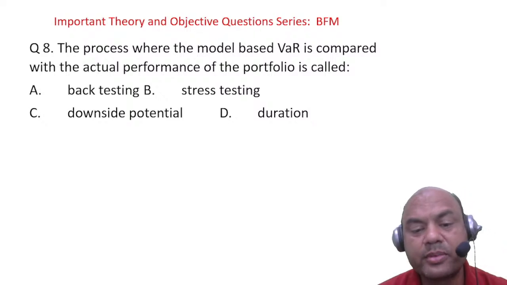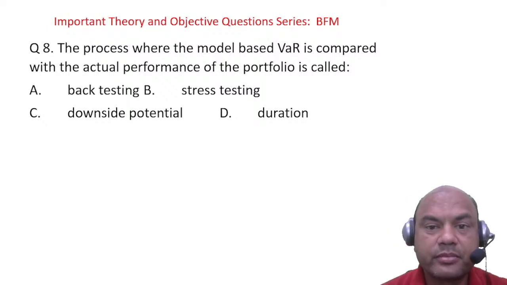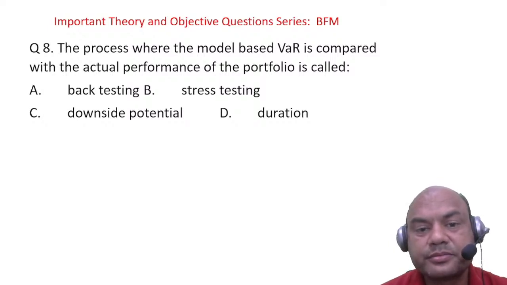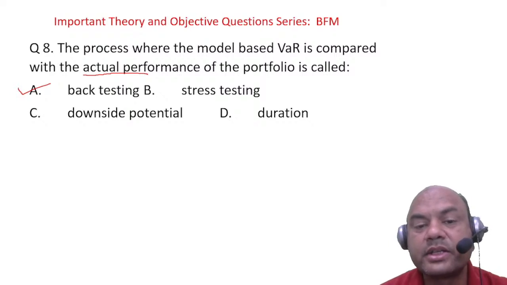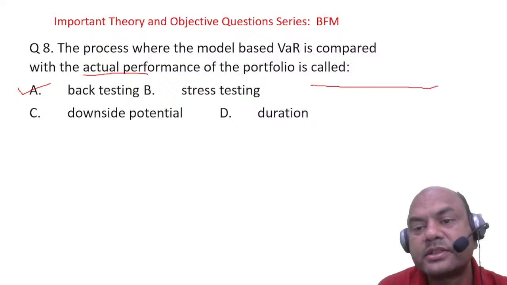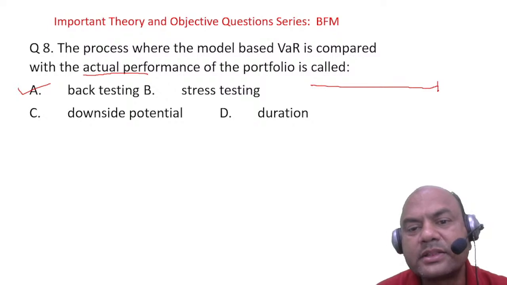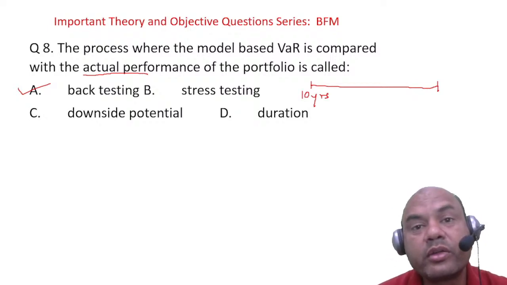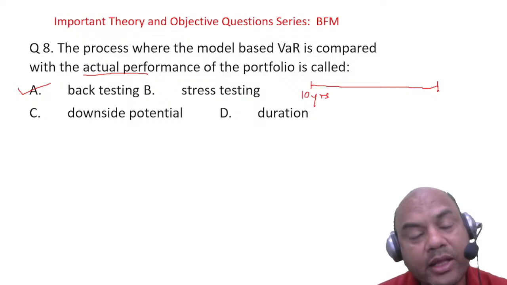The process where the model based VAR is compared with the actual performance. Actual performance. Where do you compare it with the actual performance? It is done in back testing. Again, what is back testing? Back testing means consider the scenarios for the last 10 years. The period can vary. I'll consider it for 10 years. Somebody can consider it for 5 years. Somebody can consider it for the last 50 years. Like COVID. COVID didn't happen in the last 100 years, but then it happened.